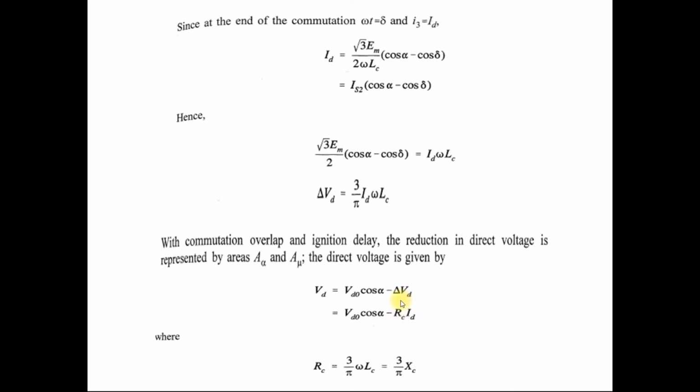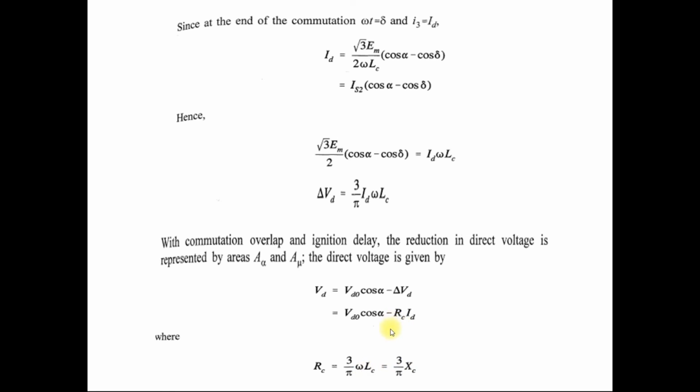So here this voltage drop, because of commutation, we represented as a voltage drop across the resistance. Here there is no physical resistance in the converter, but here we represent this commutation voltage drop as a voltage drop across the resistance. So here we write delta Vd as Rc into Id. So Rc is what? You can see in this equation, delta Vd, there is a current Id. So Rc becomes 3 by pi into omega Lc.